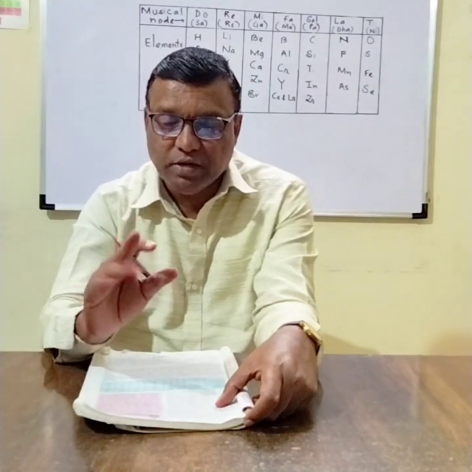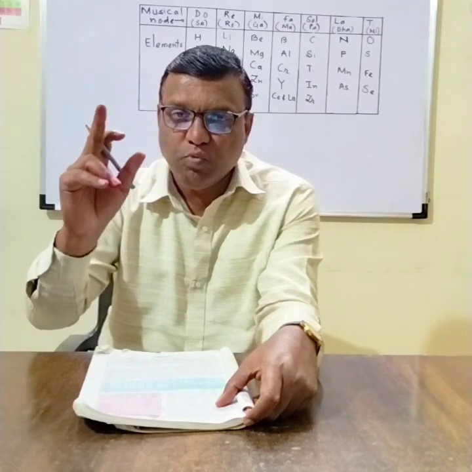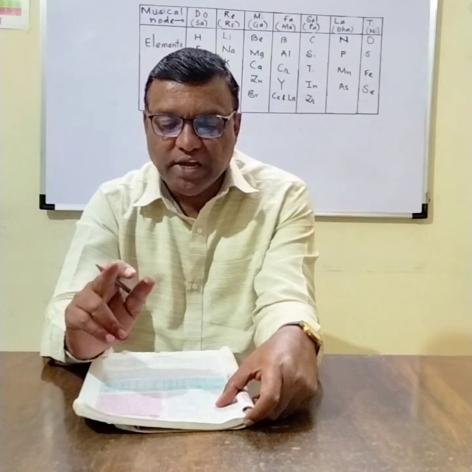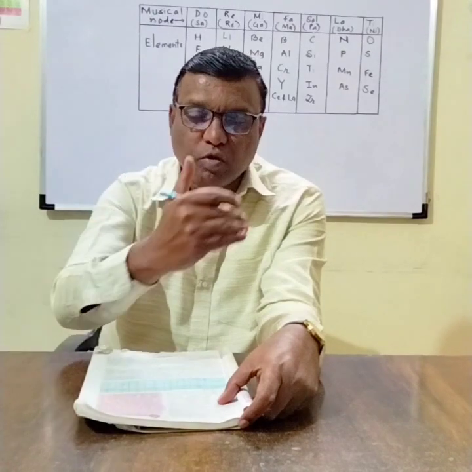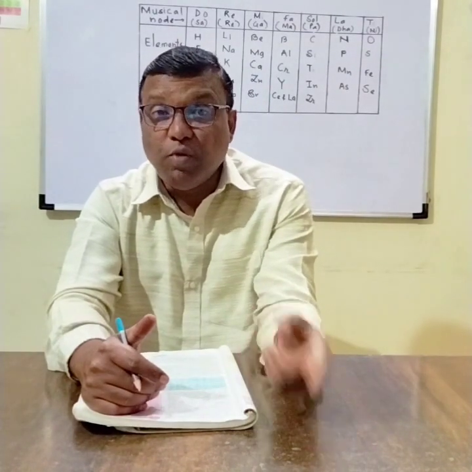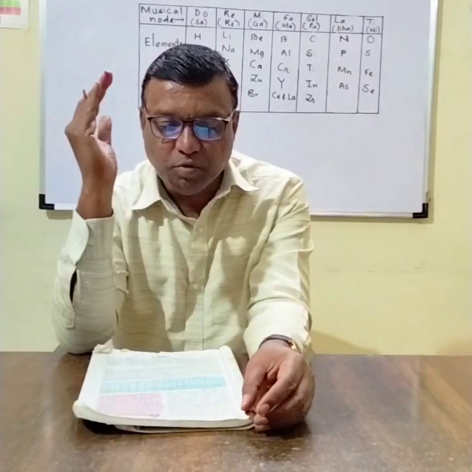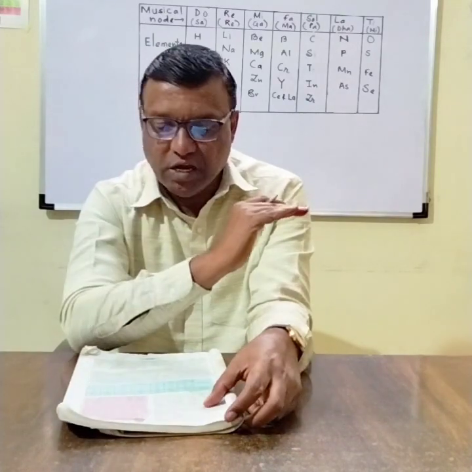He found that every eighth element, counting elements number 1, 2, 3, 4, 5, 6, 7 and 8, every eighth element had properties similar to those of the first element. He found that the property of the eighth element and the property of the first element were similar. That was the finding of Newland.